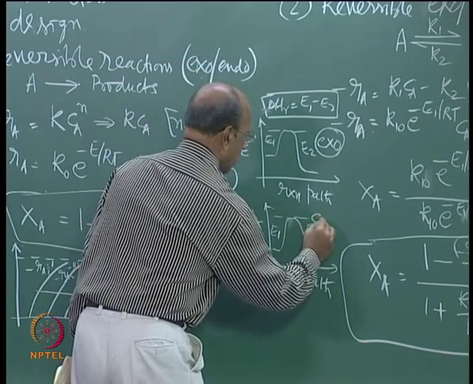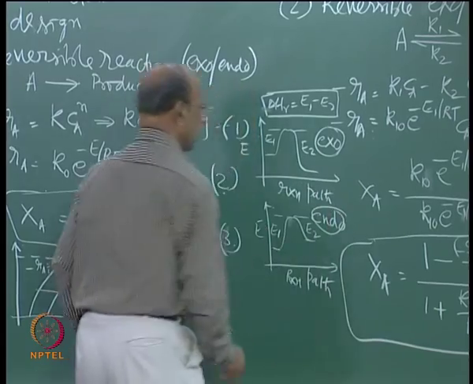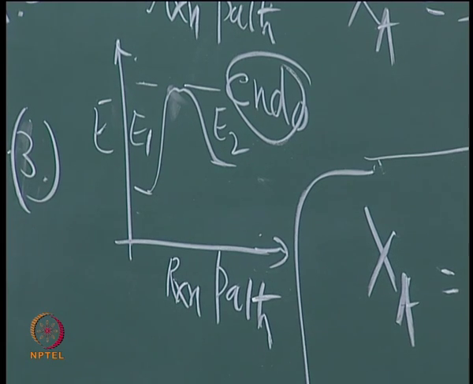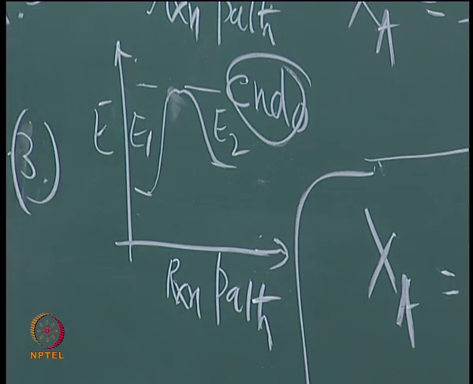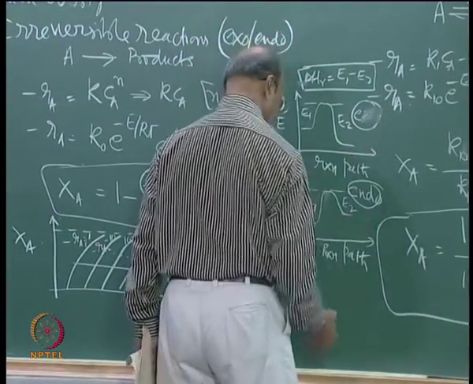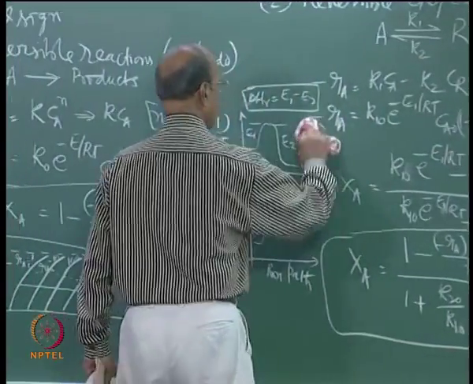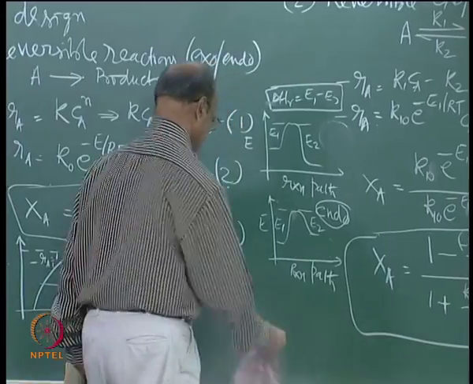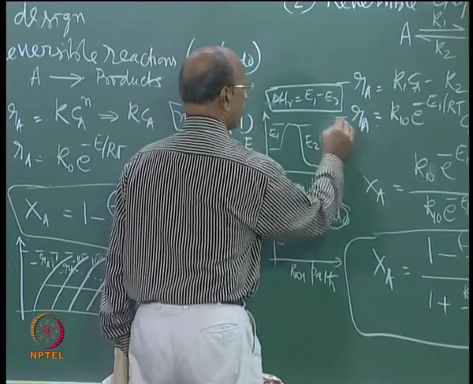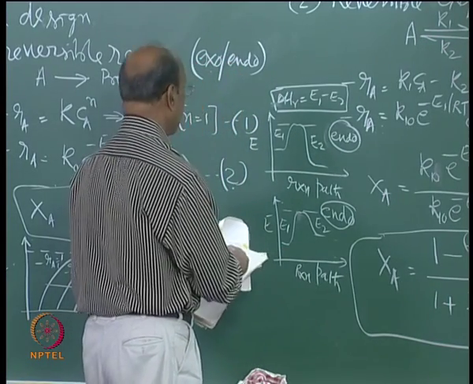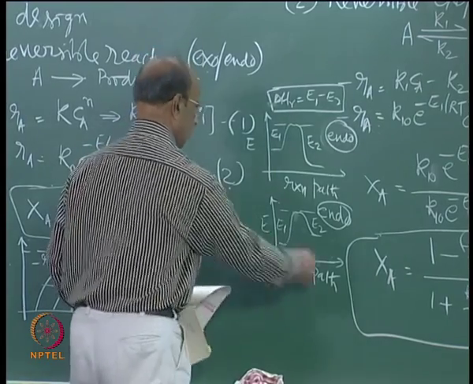Yeah, this is the one now. E1 minus E2, and the top one is endo. Yeah, you are right. Okay, sorry, yeah. This is endo, this is exo. No. E1 greater than E2, oh, yeah. What I wrote is right.